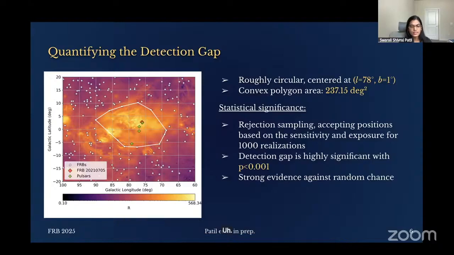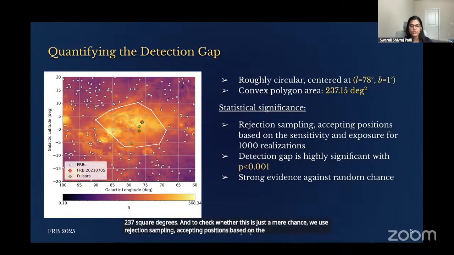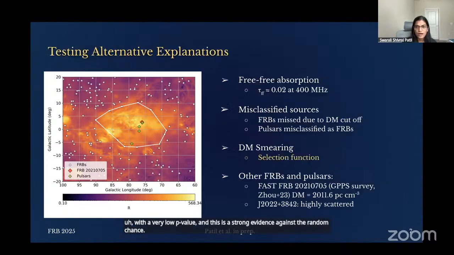237 square degrees. And to check whether this is just a mere chance, we use rejection sampling, accepting positions based on the sensitivity and exposure for 1,000 realizations, generating twice the number of FRBs that we see in Catalog 2. And we find that this detection gap is extremely highly significant with a very low p-value. And this is strong evidence against random chance.